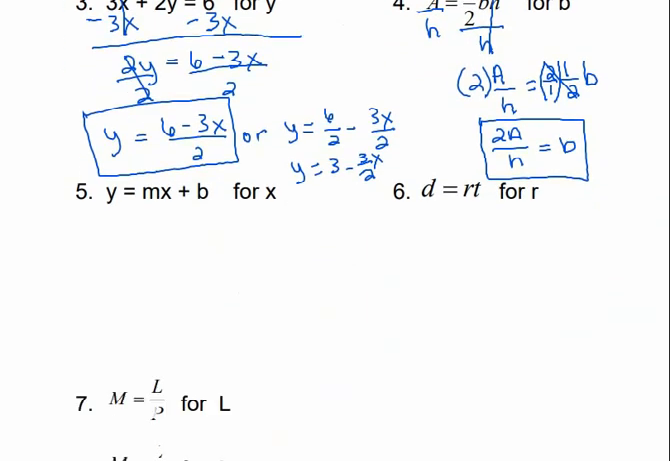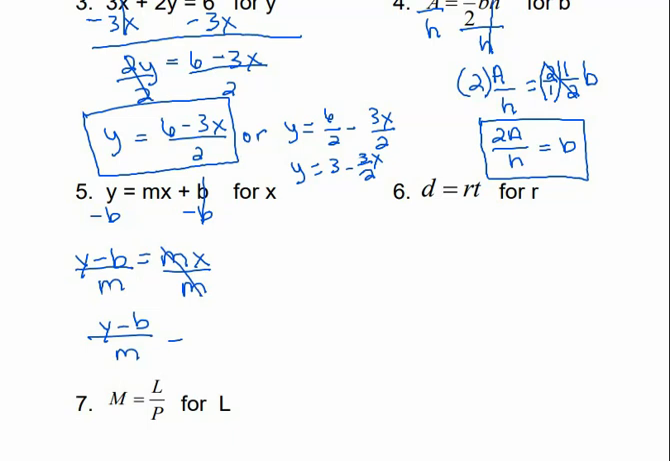Number 5, we're going to get x by itself. Remember, we start with what's farthest away, so that would be the b. I'm going to subtract b from both sides. That gives me y minus b equals mx. To get the x by itself, I divide both sides by m. And I'm done. Y minus b over m equals x.